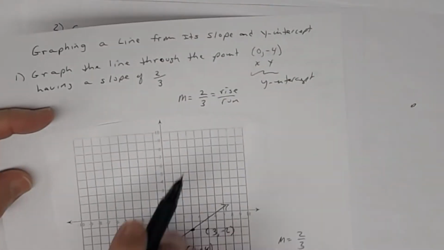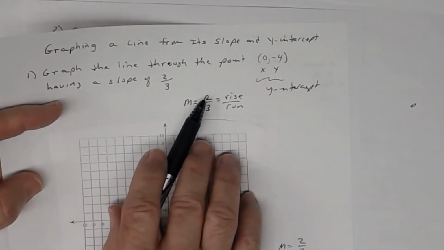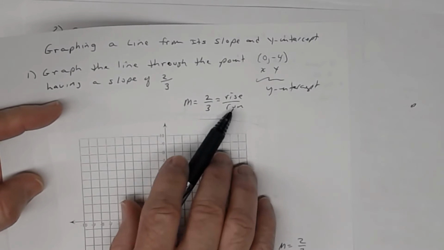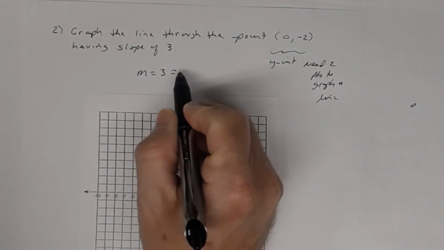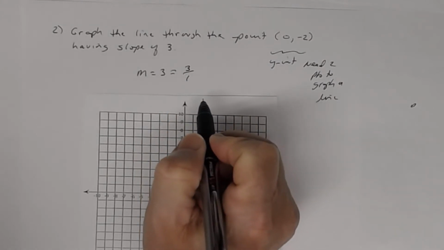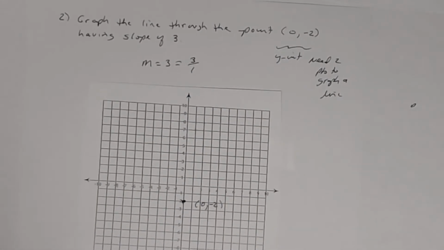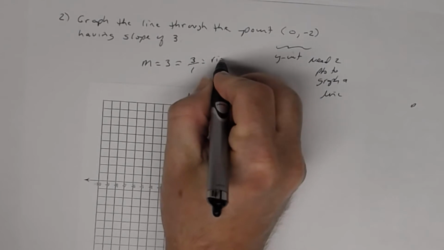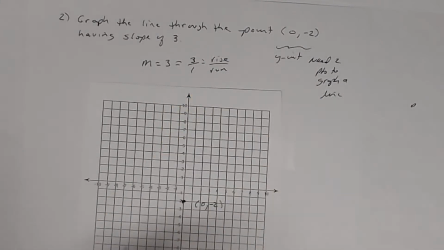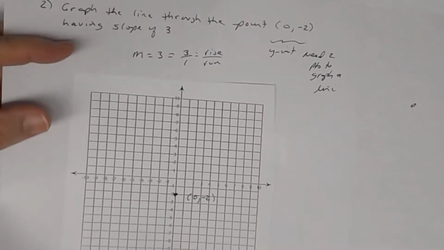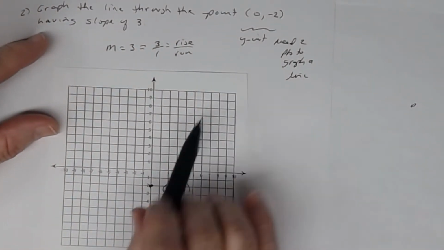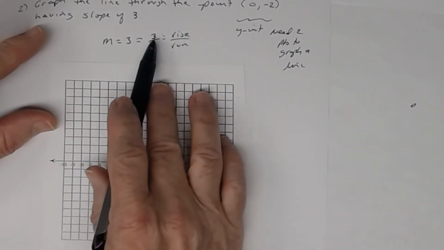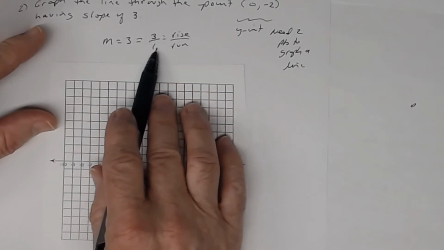So being a fraction, right? Write a fraction where you have a number for the rise and a number for the run. So when I write this, I can write 3 as 3 divided by 1. So there's my rise and there's my run. So from this point that I know is on that line, the y-intercept, I'm going to go up 3 since it's positive, and to the right 1 since it's positive.